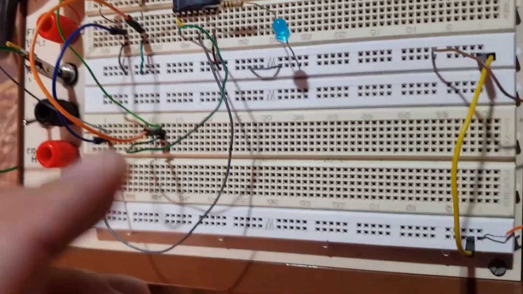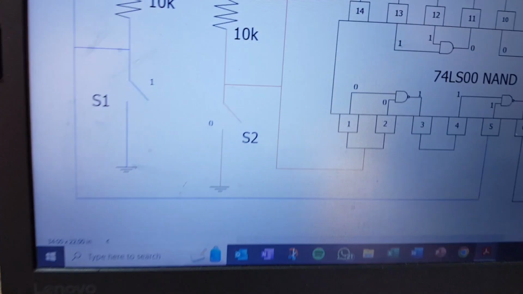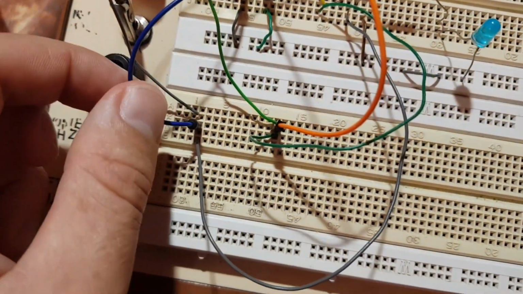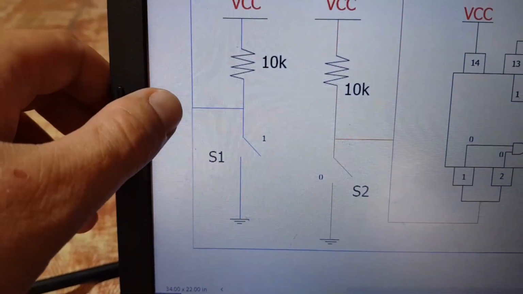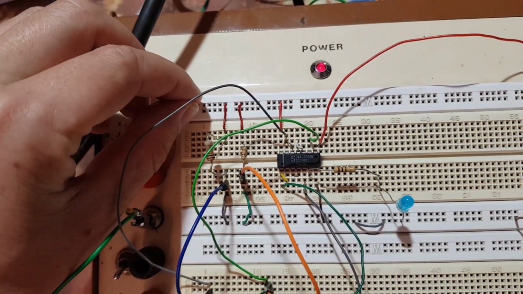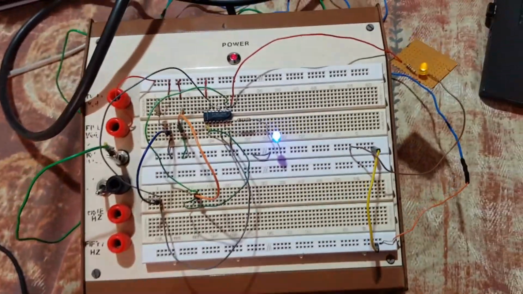Okay, can you see clearly? There's the green connected, same as this junction here. And then here is the S1 connected, same as this junction here. Now if I connect VCC, currently both should be on as they are.